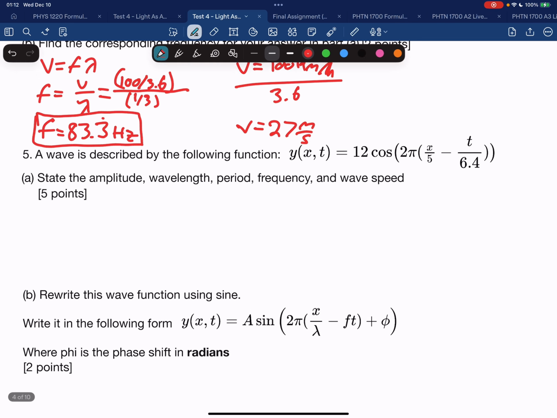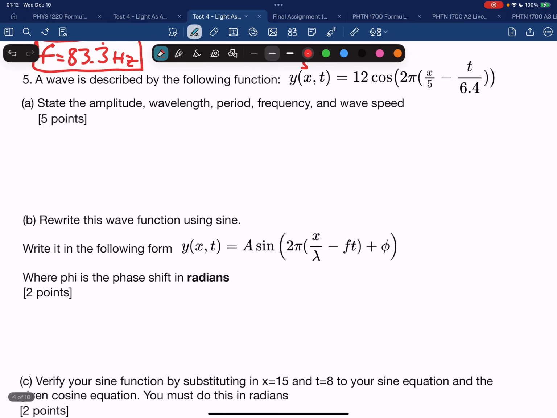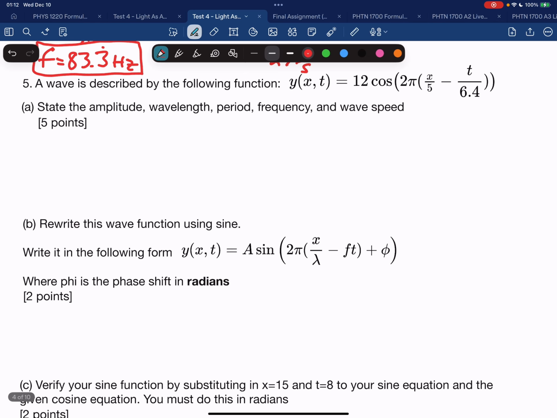Question 5. A wave is described by the following function. Y of x and t is equal to 12 times the cosine of 2 pi times x over 5 minus t over 6.4. State the amplitude, wavelength, period, frequency, and wave speed. So amplitude, wavelength, period, frequency, wave speed. Okay, so amplitude, that is 12, just the number out front there.